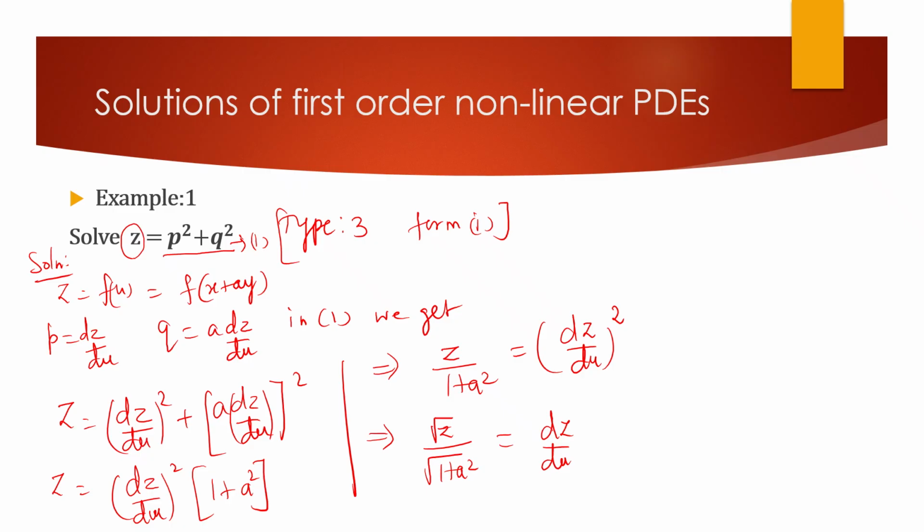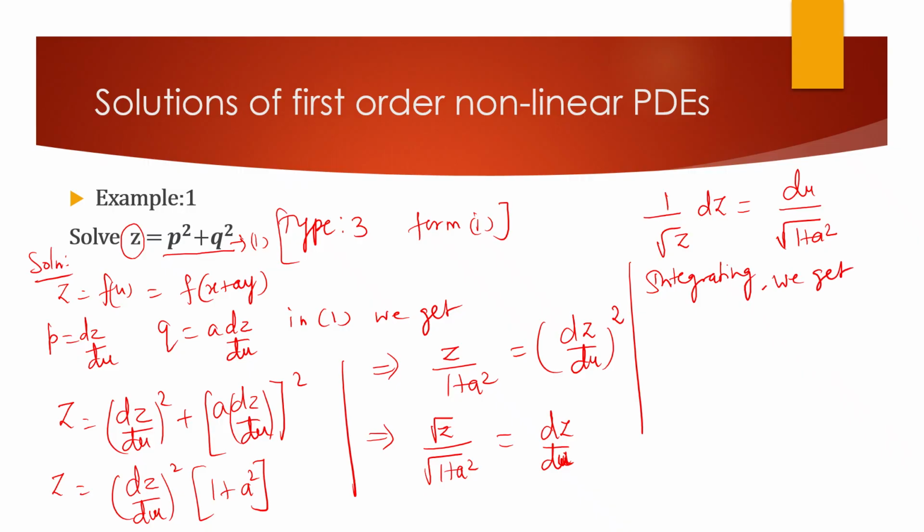Now separating the variables, that is u on one side and z on the other side, we get 1 by root z into dz is equal to du by square root of 1 plus a squared. Now integrating this with respect to the variable, on the left hand side it is z power minus half into dz.